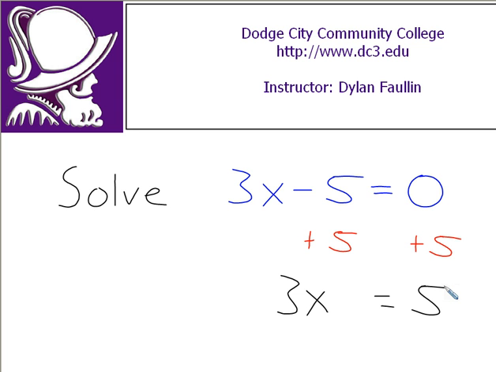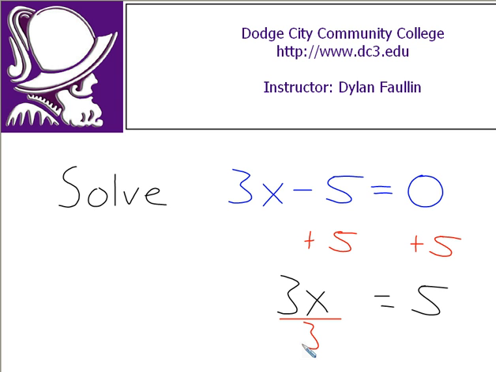Next step, we need to eliminate the 3, which is being multiplied to the x. To eliminate something that's being multiplied, we use division. That's the inverse operation of multiplication. So to cancel out multiplying by 3, we are going to divide by 3 on the left-hand side.